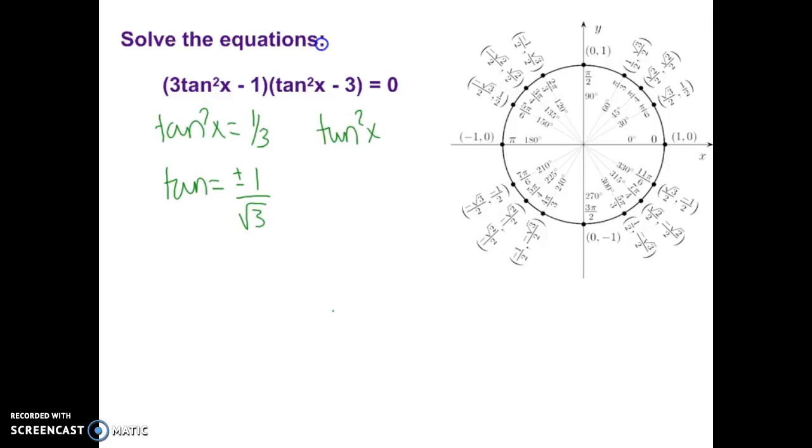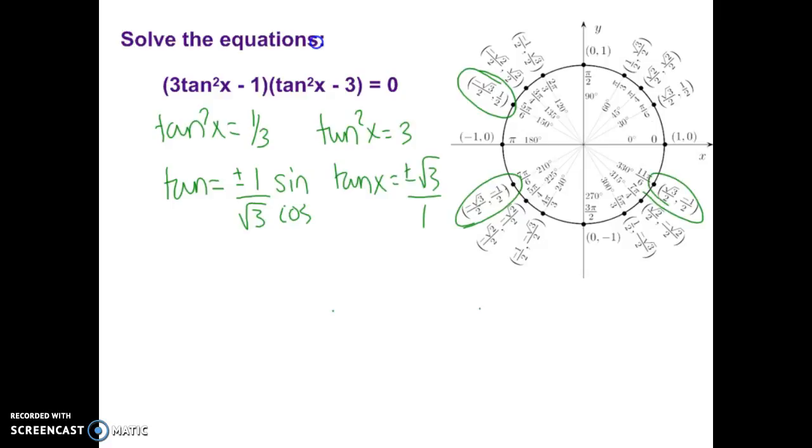Tan squared x equals 3. So tan x equals plus or minus root 3, which is over 1. So I'm looking for where the sine is 1, plus or minus, and the cosine is root 3. Sine is 1, and cosine is plus or minus. So that's here, here. Sorry, I screwed that up. Now I have to change my font. Sine is 1, negative root 3, here and here.